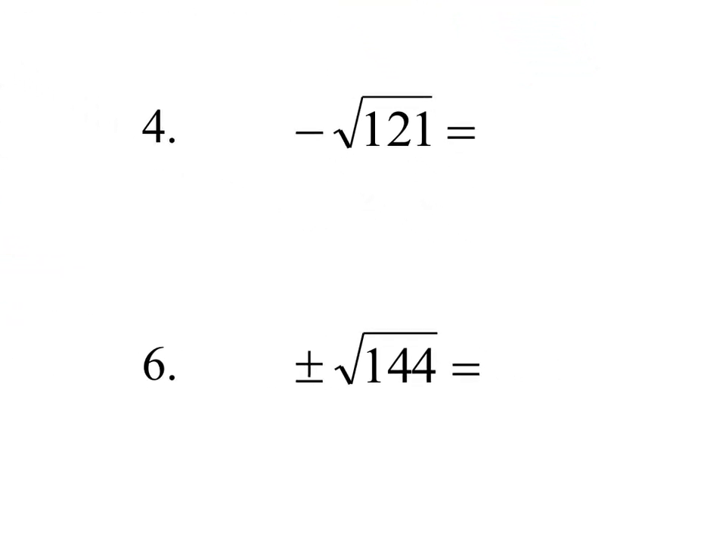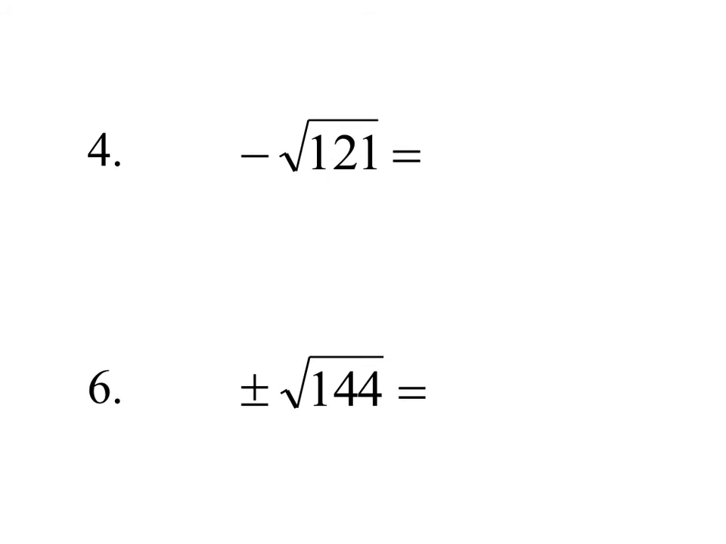But number 4 is a little bit different. The negative is outside the radical. What's the square root of 121? Well, if you look on your perfect squares chart, square root of 121 is going to be 11. The negative is outside the square root. This one's going to be negative 11.